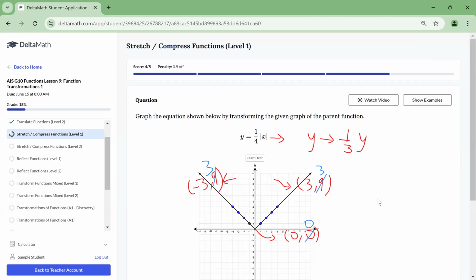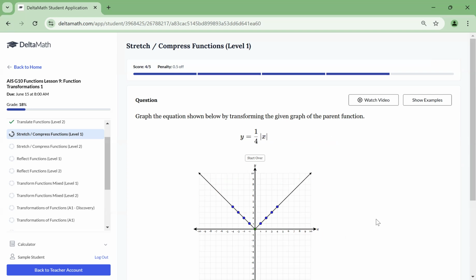Let's try one more. Here we have 1 over 4 outside the bracket. So y becomes 1 over 4y. So you can just do it easily enough. 0 will stay as 0. This is 4 and 4. I'm going to go to this one. When I multiply 4 by 1 over 4, I get 1. So I just drag it all the way down to here. And that's it.